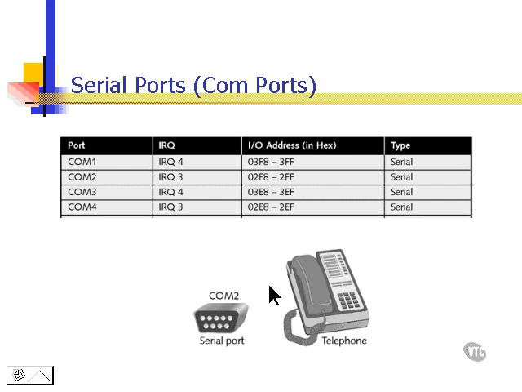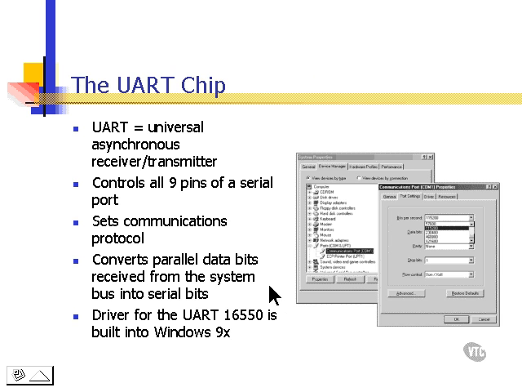But part of that communication is a very special serial port called the UART chip. This is built into the computer, and UART stands for Universal Asynchronous Receiver Transmitter. The UART chip controls all 9 pins of a serial port. It sets the communications protocol, and mostly what a UART chip does is it converts parallel data bits received from the computer system into serial bits.